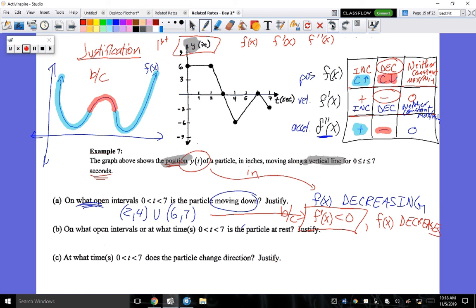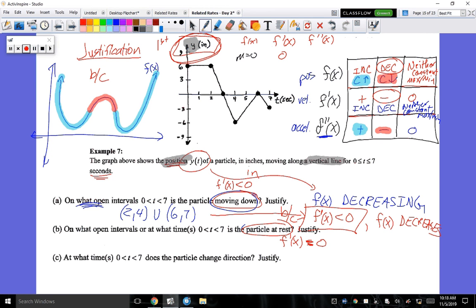So guys, moving down, we want f prime to be negative. Particle at rest, we want f prime to be what? 0. So here, that's when I go back and ask myself, is this an f prime graph? No, it's not. But if f prime is 0, what does that say about f of x? It's a slope of 0, right? It's a slope of 0, or it's a horizontal line. It could also be a relative max or min. You with me? Any questions on that?